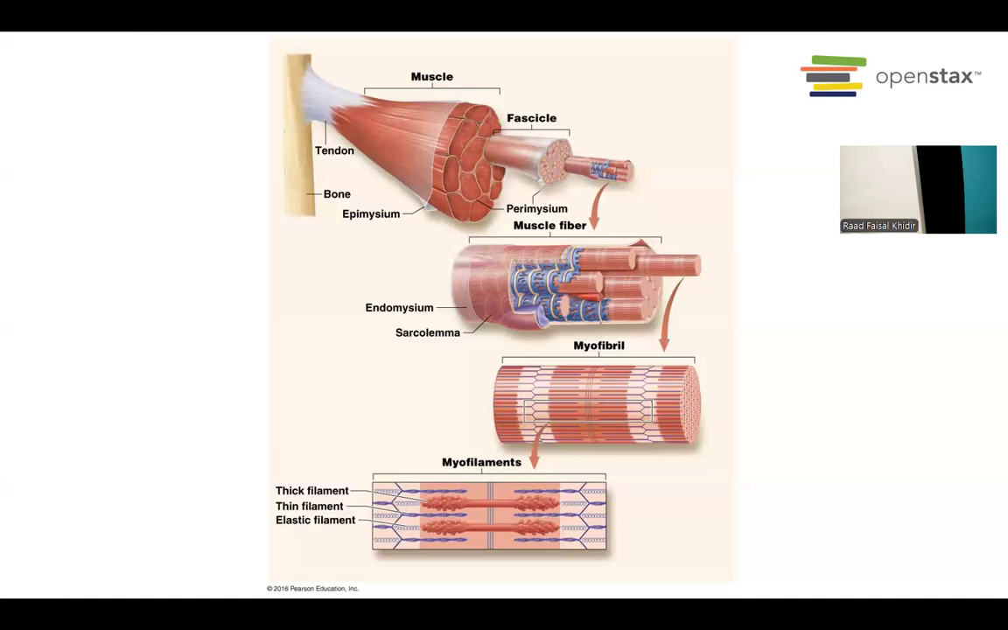Then you have multiple muscle fibers to give you a fascicle. And what surrounds the fascicle? That is the perimysium. The multiple muscle fascicles surrounded by the perimysium are all encapsulated by one really big coat, one capsule from outside, known as the epimysium.